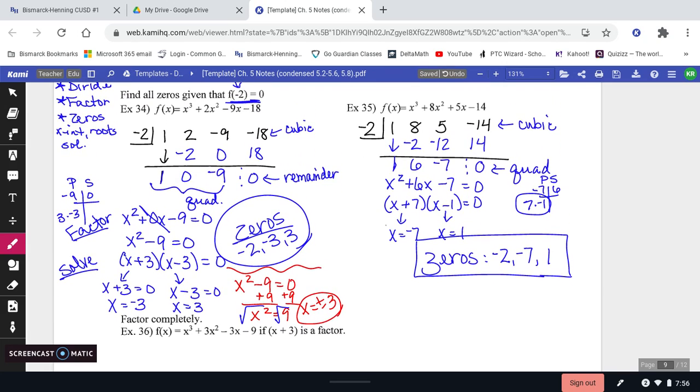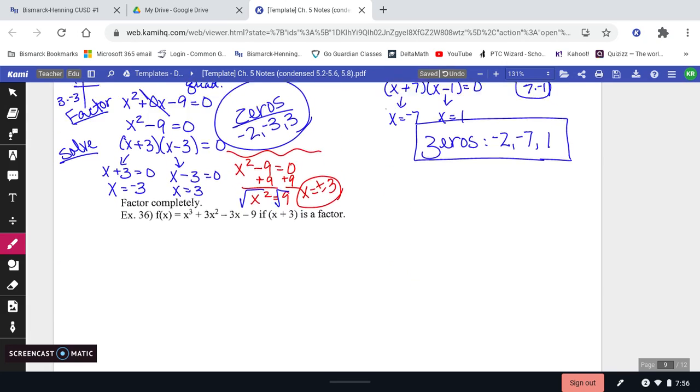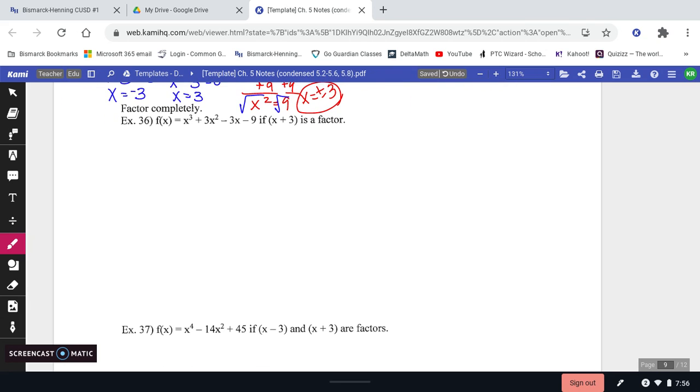Okay, now this one, 36, goes back to what we did yesterday. Okay, this one says factor completely. Again, that's one of those options of things that we can use synthetic division for. All right, so we are given that x plus 3 is a factor.